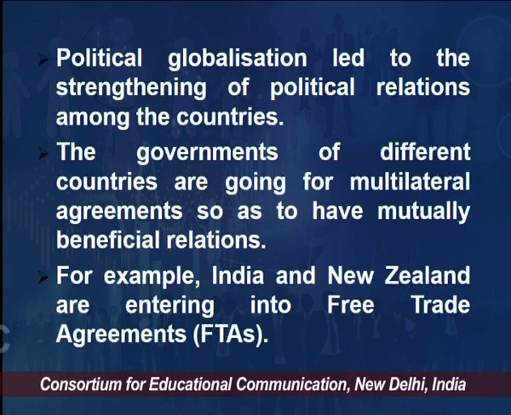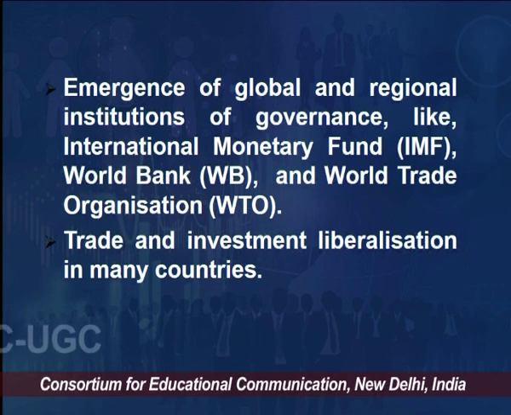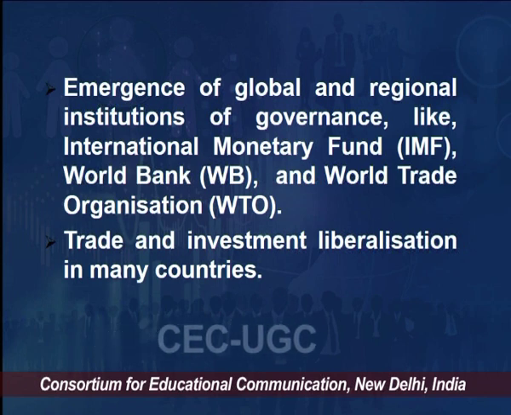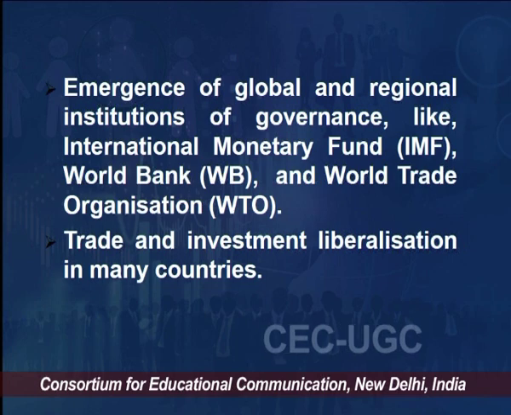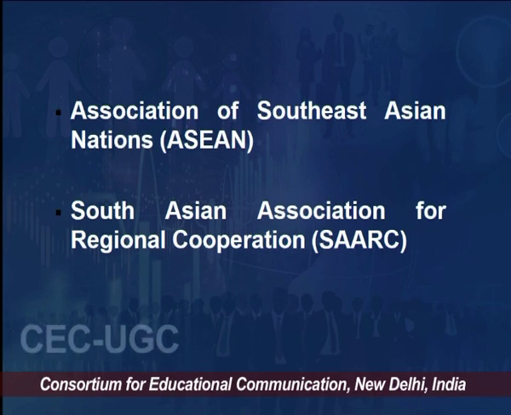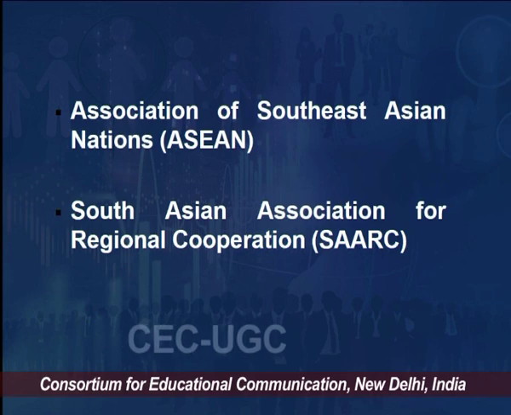For example, you know that the New Zealand Prime Minister is visiting India. So, India and New Zealand are entering into free trade agreements. Global and regional institutions of governance like the International Monetary Fund, World Bank and World Trade Organization have emerged. Trade and investment liberalization in many countries is happening. Regional trade blocs like the EU, NAFTA, which is now USMCA, ASEAN and SAARC have emerged.